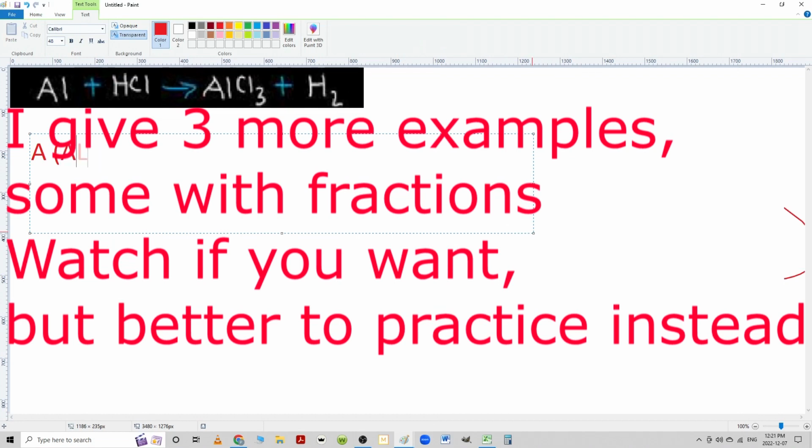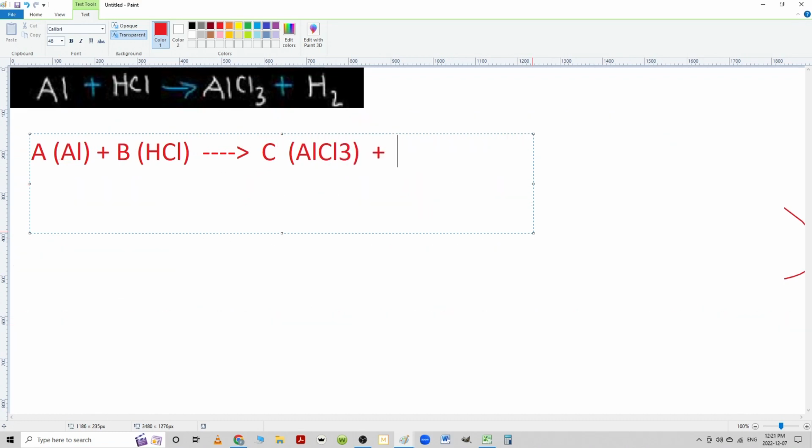aluminum, Al, plus B, HCl, is equal to, on the right side of the equation, C, Al and Cl, and I can't do a little subscript, but I'll do it like that, plus D, H2. And then I'm going to look at each thing.